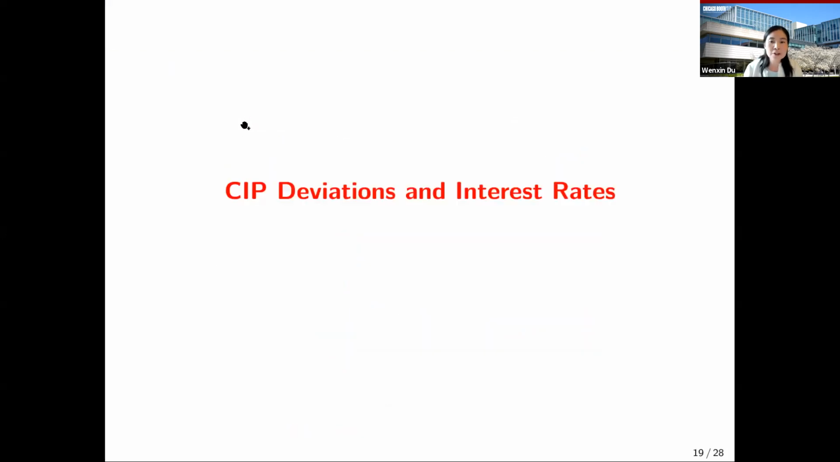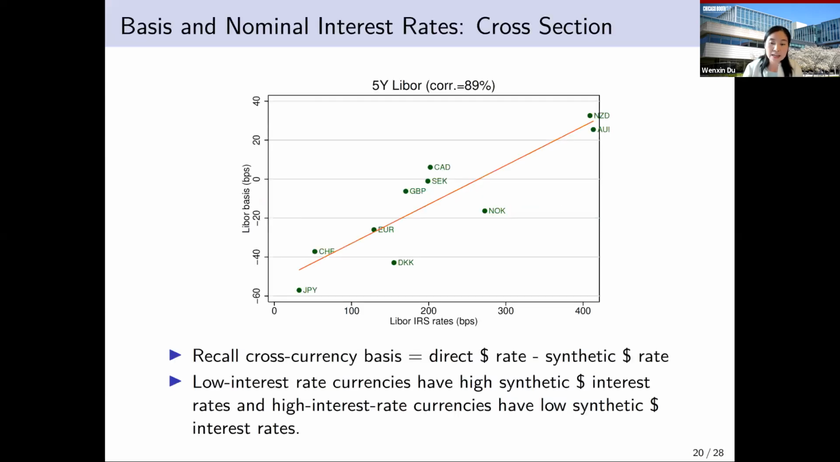All right. So finally, in a couple of minutes, I want to highlight a very, very important result in terms of the relationship between CIP deviation and interest rates. And the key result is, as you can see in this figure, the cross-currency basis, here I'm plotting LIBOR, you can get similar results for OIS or for other rates you pick, is positively correlated with the level of the basis. What does this mean?